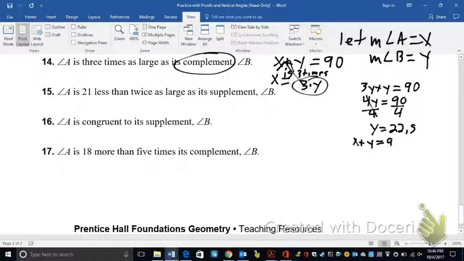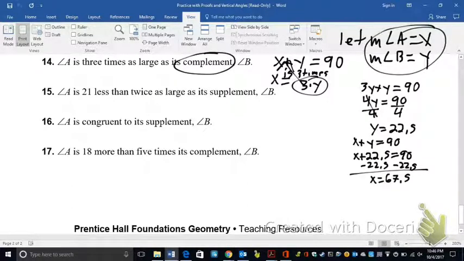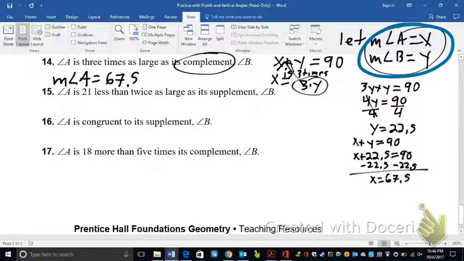So we know that x and y are complements. That means they add up to 90 degrees. So that means that x plus 22.5 equals 90 degrees. We're going to subtract 22.5 from both sides. And we go x equals 67.5. So now we remember that the measure of angle A equals x and the measure of angle B equals y. So we write down the measure of angle A equals 67.5, and the measure of angle B equals 22.5.